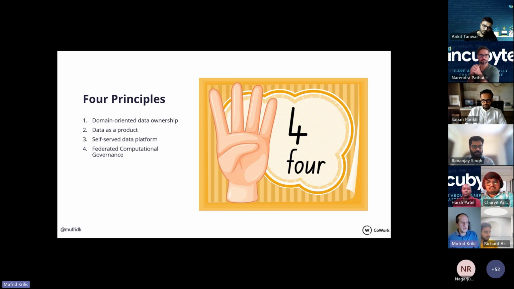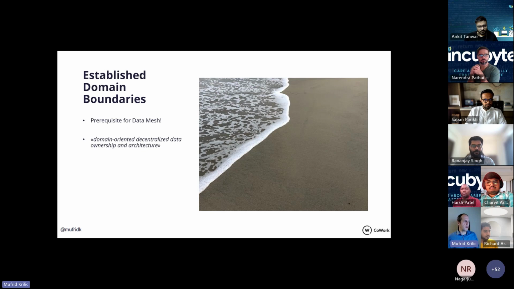Now, for the purposes of this talk and this topic, the first principle is what we will be covering. Domain-oriented data ownership assumes established domain boundaries. So you might call it a prerequisite for data mesh.